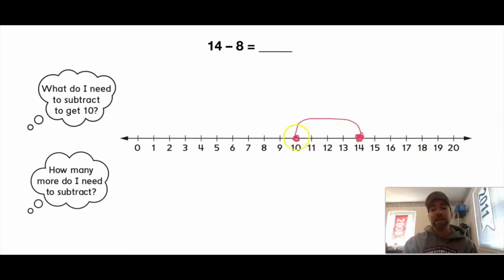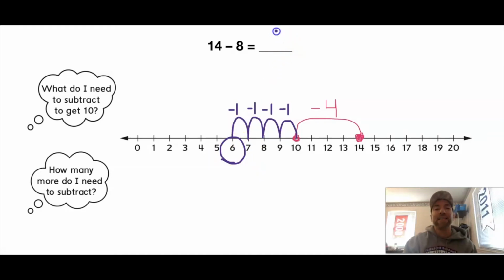1, 2, 3, 4. I already subtracted 4. But I'm not done yet. My problem isn't 14 minus 4, it's 14 minus 8. So now, how many more do I need to subtract? Well, let's see. We've already subtracted 4, minus 5, minus 6, minus 7, minus 8. Notice that when I had to subtract more, I counted by ones. So that big hop to 10 is just one big hop. But when I counted back from 10, I counted by ones. Where did we land? We landed on the 6. 14 minus 8 equals 6.